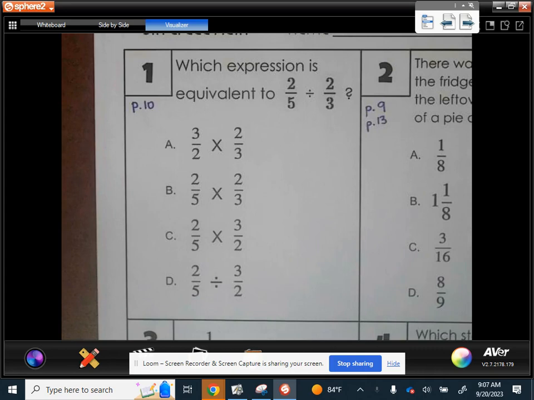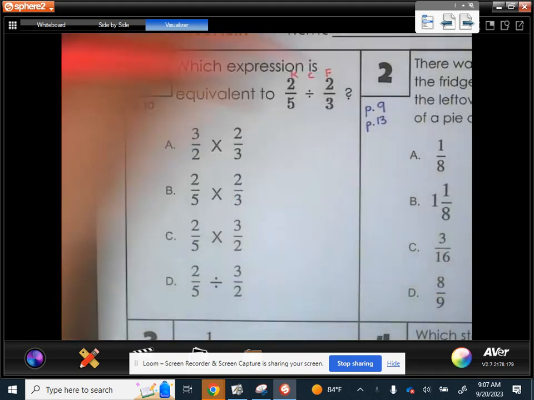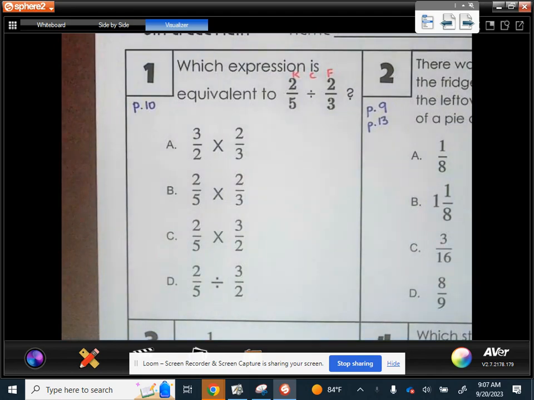If you look at your answer choices, they're not wanting you to actually work out the problem. They're just looking to see if you know the strategy for dividing fractions, which you can find on page 10 in your notebook. And remember that that strategy is keep, change, flip, or KCF for short.